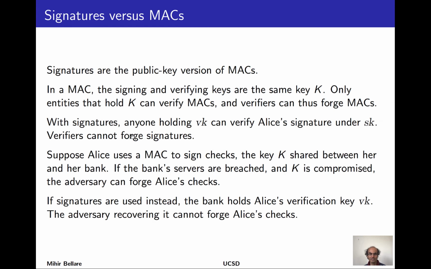And you can see this playing out as valuable in a security application by considering the use of MACs or signatures to sign checks. If you were doing that with MACs, the key would have to be shared between the signer Alice and whoever is verifying, let's say her bank. But that creates a danger. Perhaps the bank servers are breached, in which case that key is compromised, and now the adversary has it and can start forging Alice's checks. If instead we use signatures, what the bank holds is Alice's verification key. If the servers are breached and that's recovered, the adversary is not able to forge Alice's checks.